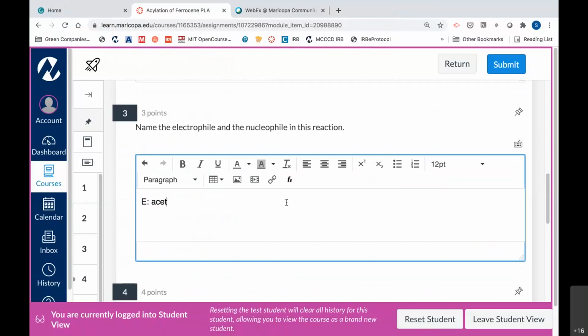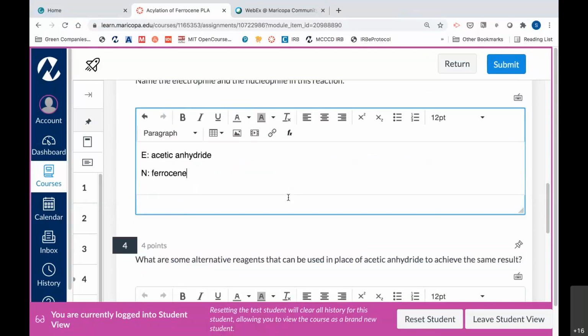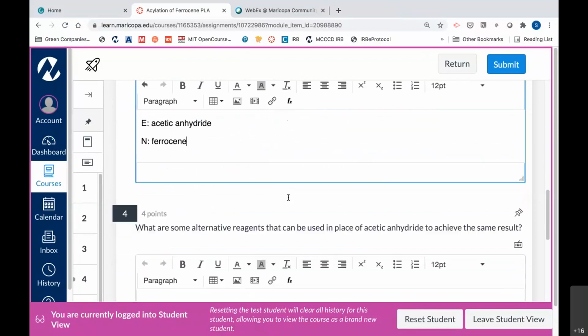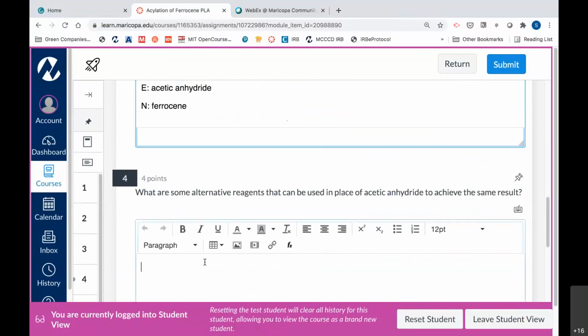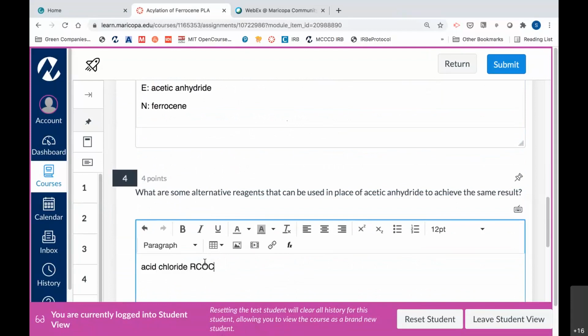Your electrophile is, as I mentioned in the pre-lab, acetic anhydride. Your nucleophile is ferrocene. The nucleophile is the one that's providing the electrons. Acetic anhydride grabs the electrons. So if you want to achieve the same results, what can you use in place of acetic anhydride? You can use acid chloride, which is RCOCl. That is a very good option that you can use to achieve the same result.